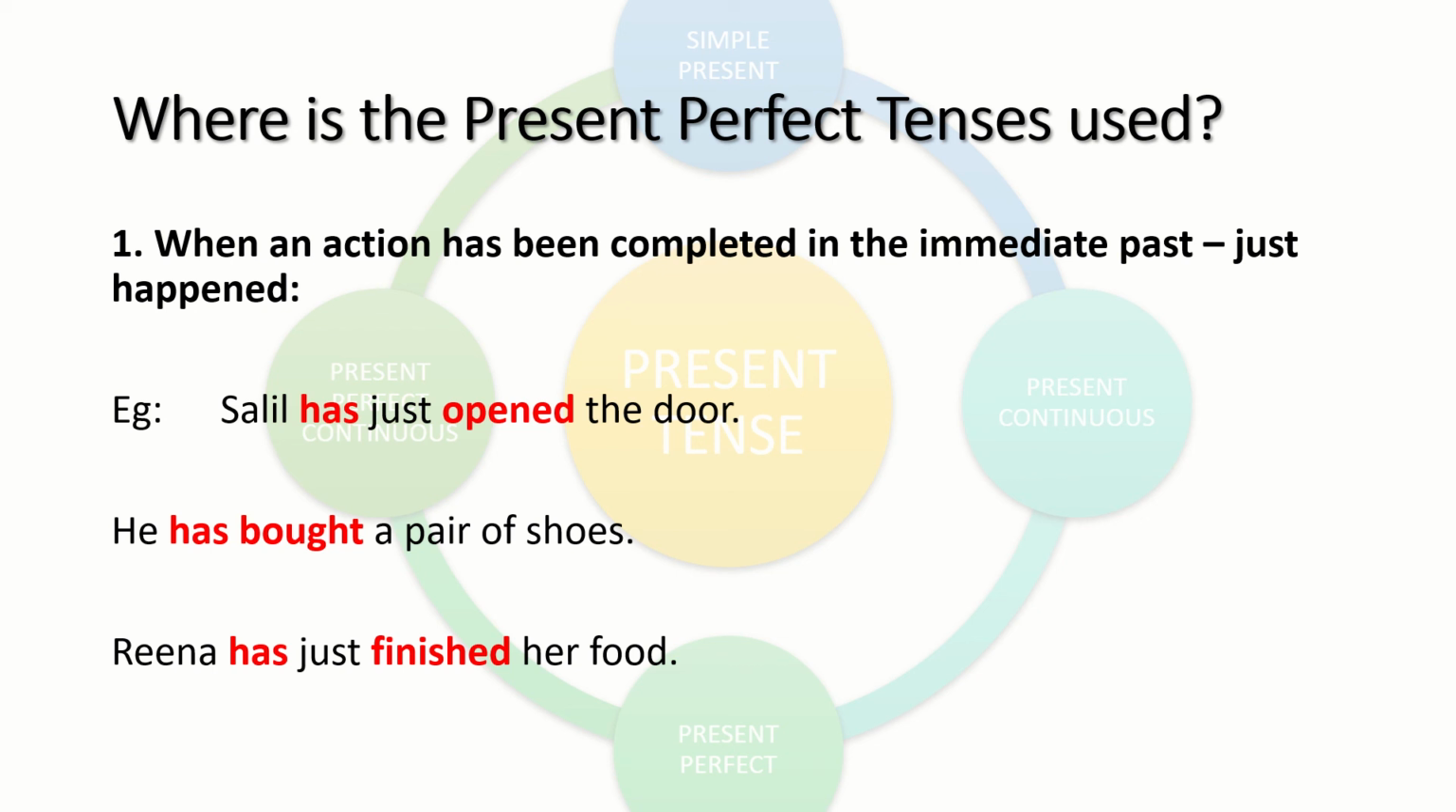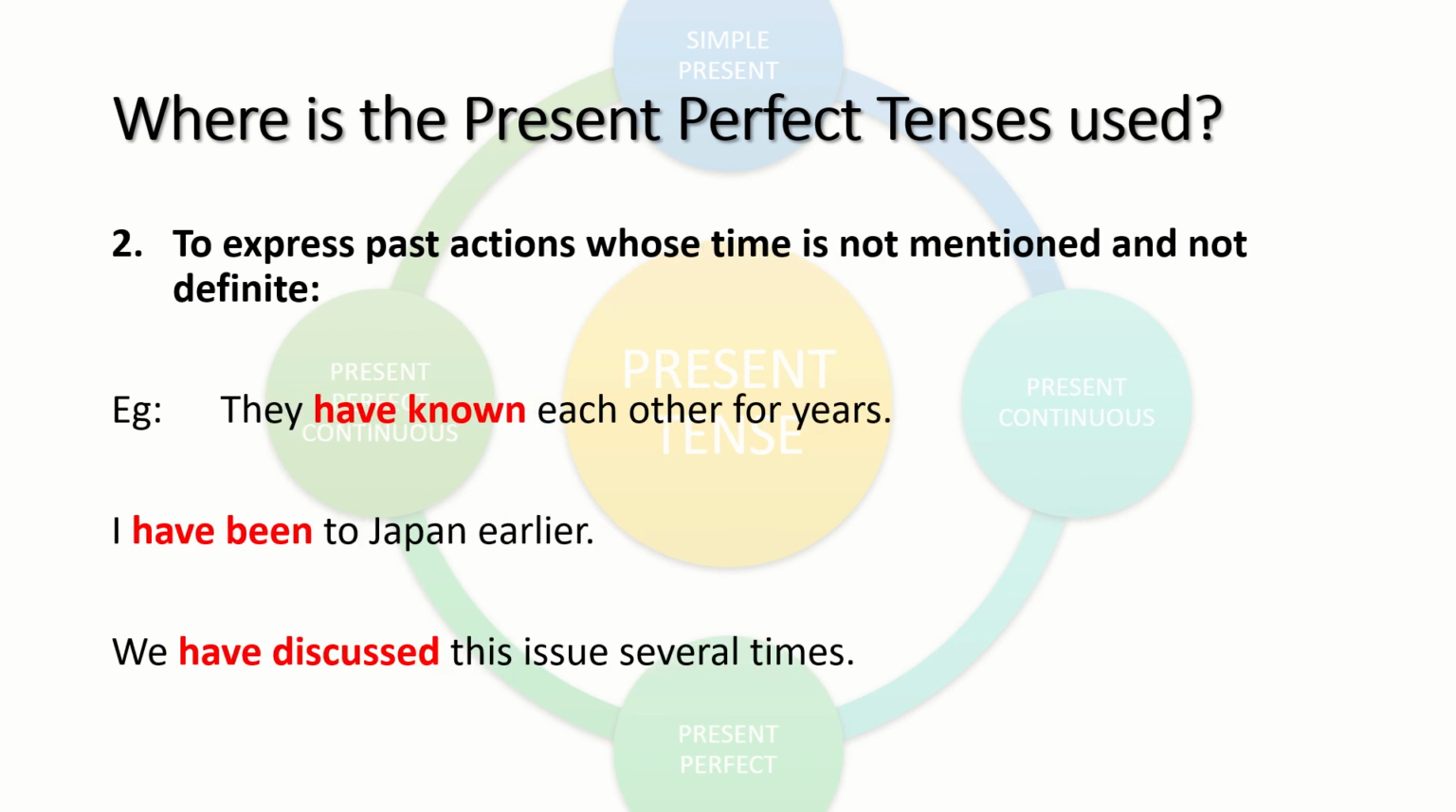So in all these, I knocked at the door and someone calls me up. But at that moment when I pick up the call, Salil has just opened the door. He was in the shop. At the moment of speaking, he has bought a pair of shoes. He has just finished the action. Reena is supposed to go out and play. Her friends have come. She has just finished her food.